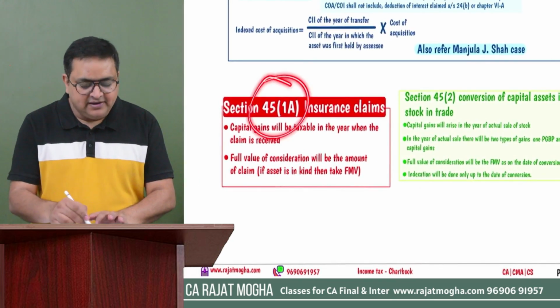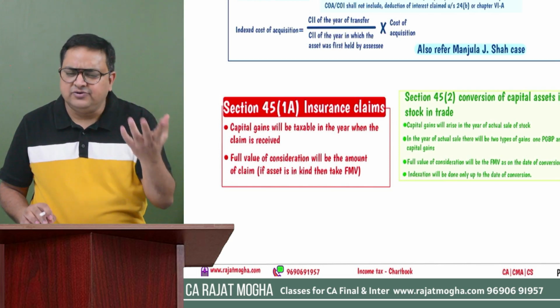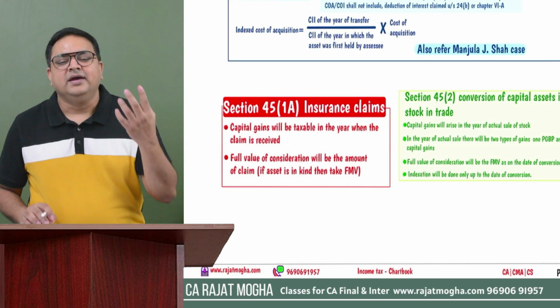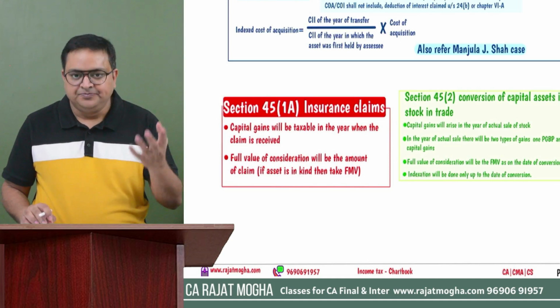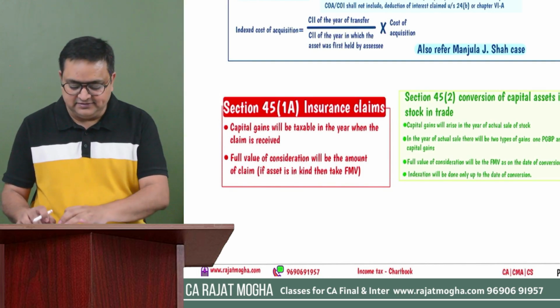Okay, so 45(1), do you understand? Whenever the asset is destroyed, it could be by any natural calamity or by fire, theft, etc. In that case, capital gain will arise if there is an insurance claim. But capital gain will be taxable in the year when the insurance claim is received by the assessee.